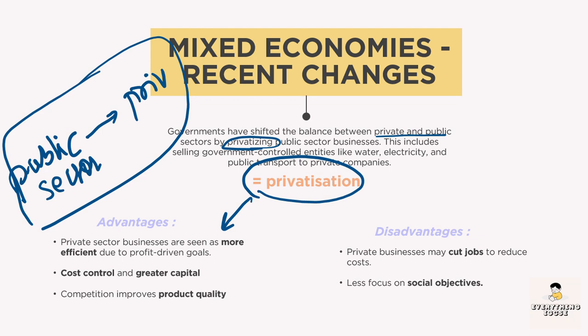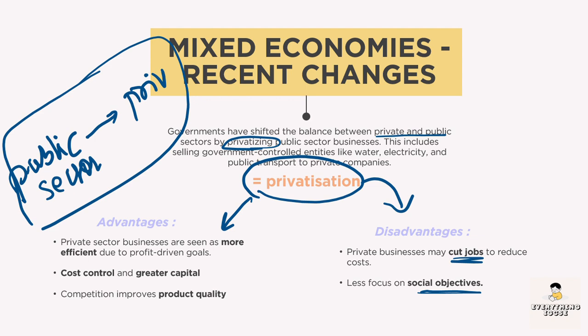Private businesses obviously want profit, like I said before, and because of the competition around them, they're also going to feel more motivated to improve product quality and win customers over the other competition in the industry. Okay, now the disadvantages of privatization is that private businesses may cut jobs to reduce costs. Okay, people are going to lose jobs sometimes. And lastly, there's less focus on the social objectives.